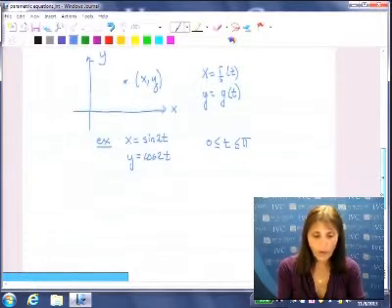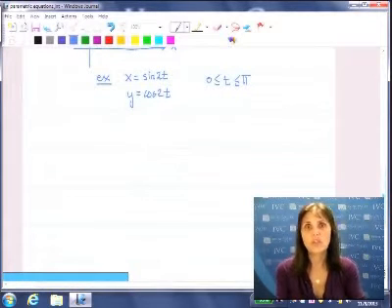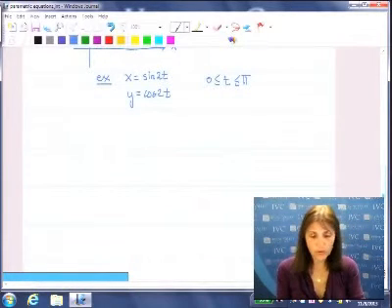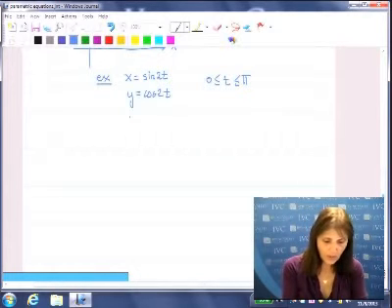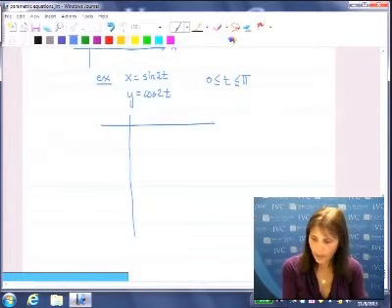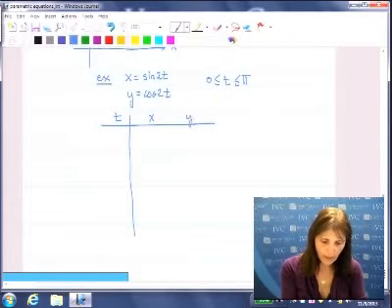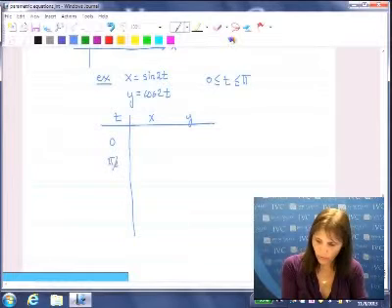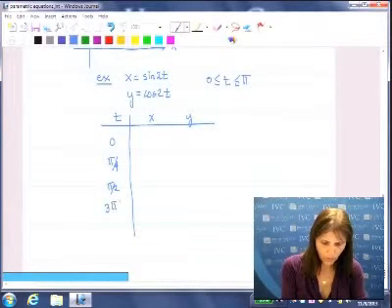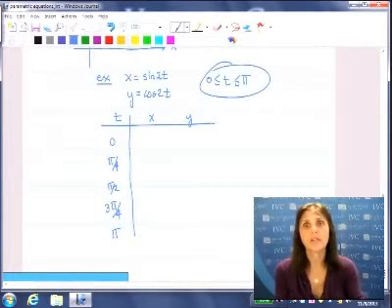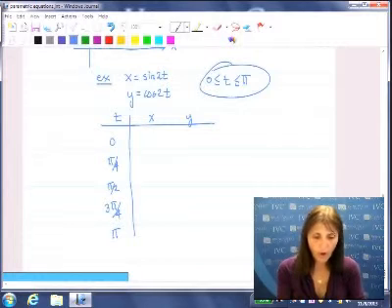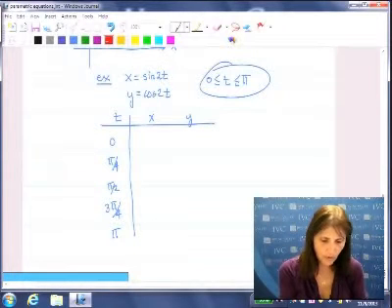Okay, so what you do when somebody is asking you to do this kind of problem, all you have to do is just make a little table. And you're going to put your t in there, and you're going to put your x and a y. And let's put some values: 0, pi over 4, pi over 2, 3 pi over 4, and pi, because that is the interval that we want to find things out. All you have to do, for example, I'll do the first one.